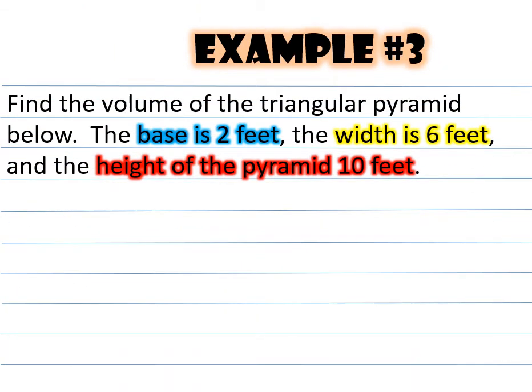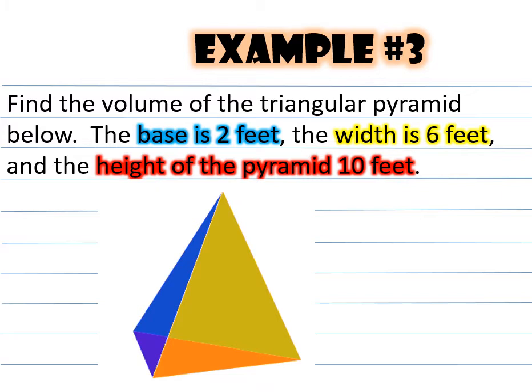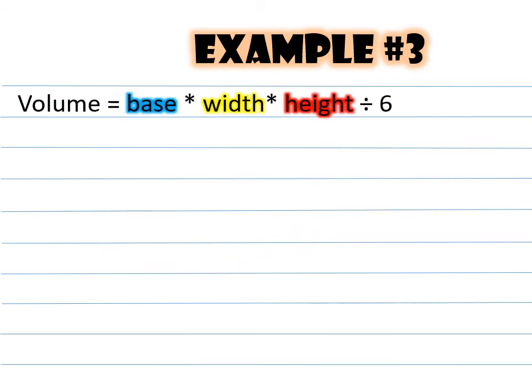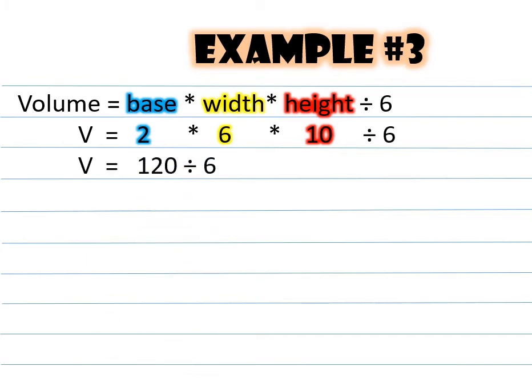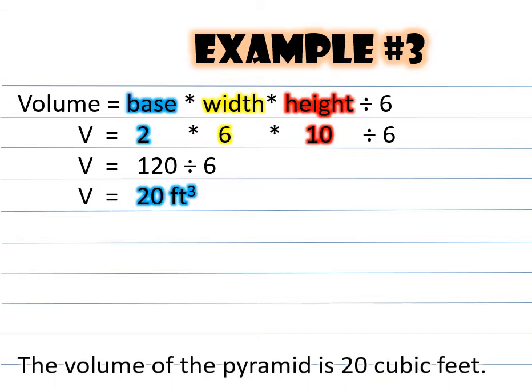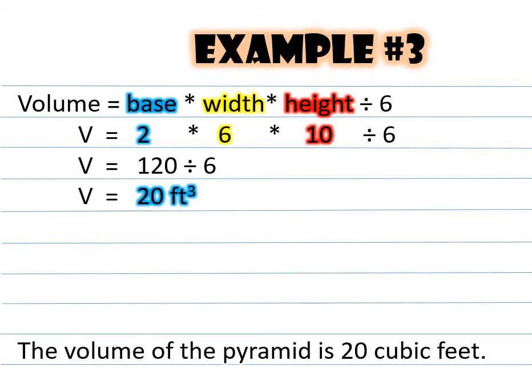Example number 3. Find the volume of the triangular pyramid below. The base is 2 feet. The width is 6 feet. And the height of the pyramid is 10 feet. Because it's a triangular pyramid, we're going to use the formula volume equals base times width times height divided by 6. V equals 2 times 6 times 10 divided by 6. V equals 120 divided by 6. And when you type that into your calculator, you would get 20 feet cubed. The volume of the pyramid is 20 cubic feet.